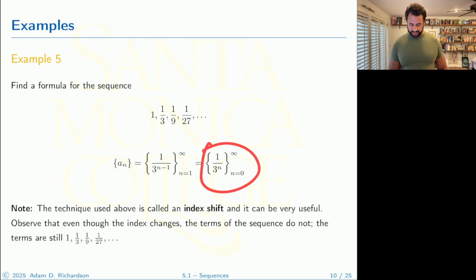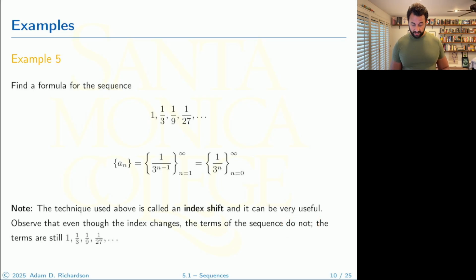I actually feel like this is a better formula for this sequence because my original thought was these are powers of 3, right? And this actually shows that they are just straight powers of 3 for n equals 0, 1, 2, 3, and so on. All right. The important thing about an index shift is that even though the index changes, the terms of the sequence do not change.